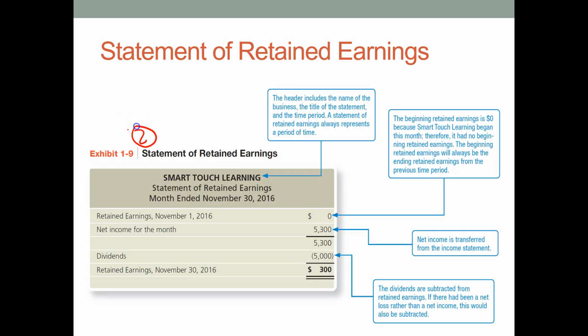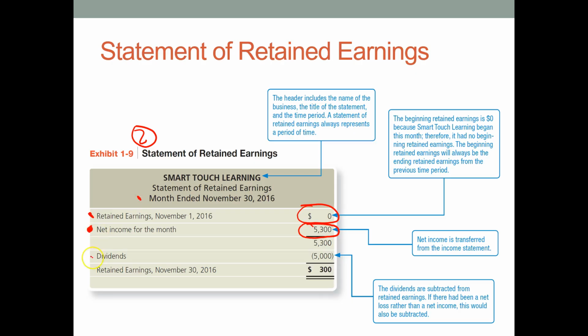Then again, we're moving on to the statement of retained earnings. In this case, we had zero starting balance. So we can assume maybe that this business just started this year. Okay, maybe this is the first month of operation. So our starting balance for retained earnings is zero. We're adding in that $5,300 from the previous financial statement. This net income is what happened during this month.